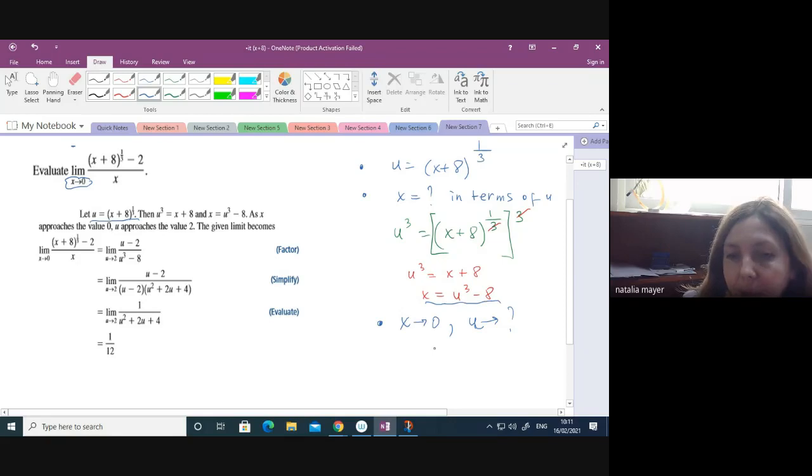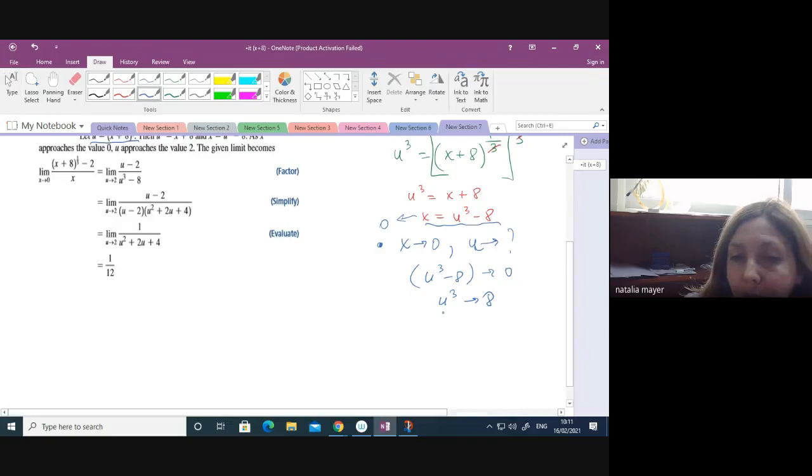So if I know that this is approaching 0, right, then it means that u to the power of 3 minus 8 should approach 0, right? And in which case will it approach 0? When u to the power of 3 is approaching 8. So when will it approach 8? When u is approaching 2.